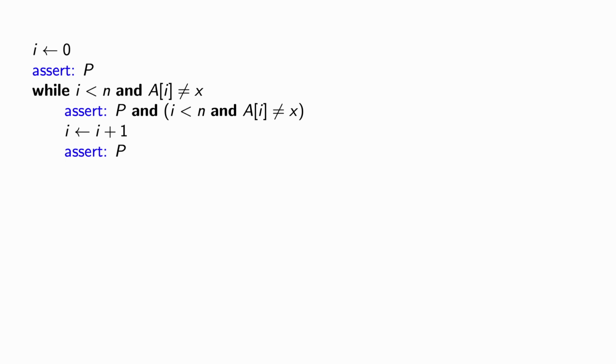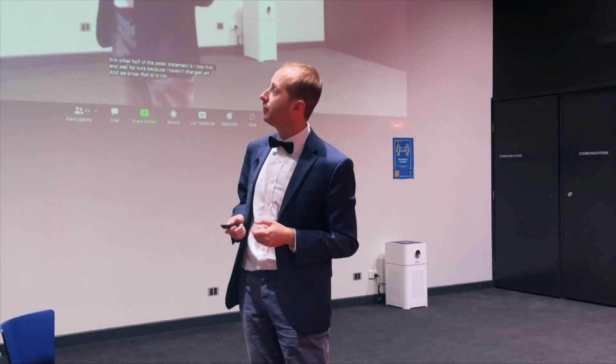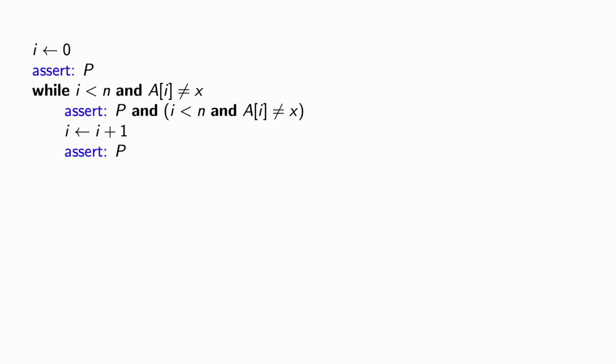Is I less than n? Well, for sure, because I hasn't changed yet. And we know that AI is not x, that's the other half of our assert statement. Does anyone see the difference between P and this statement on the second half? It's a very subtle difference, it's slight. So the second half of our assert statement looks just like P again with one small difference. Can anyone see it?